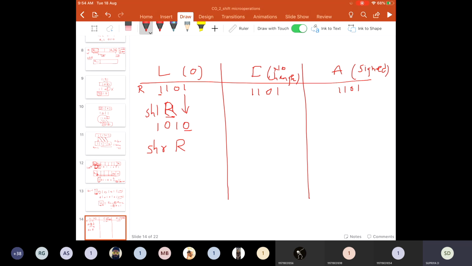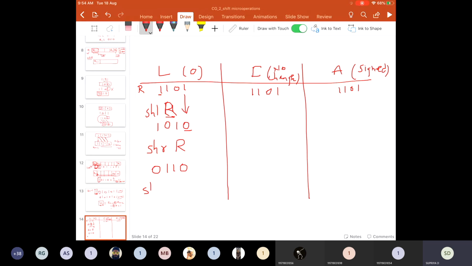If you want to perform the shift right operation, then a 0 will be added in the most significant bit of the given register, and you will be moving the number one bit right. Whatever data you have in the least significant bit will be discarded.